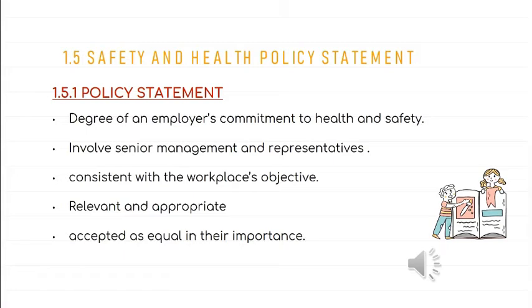I'm going to present my part, which is 1.5 Safety and Health Policy Statement. A policy statement indicates the degree of an employer's commitment to health and safety. To be effective, a policy must involve senior management and representatives in the preparation of the policy. It must be consistent with the workplace objective of operating in an efficient and predictable manner. It must be relevant and appropriate to the nature, scale, and OHS hazards and risks associated with the workplace needs. It also has to be accepted as equal in importance to the workplace's other policy objectives.